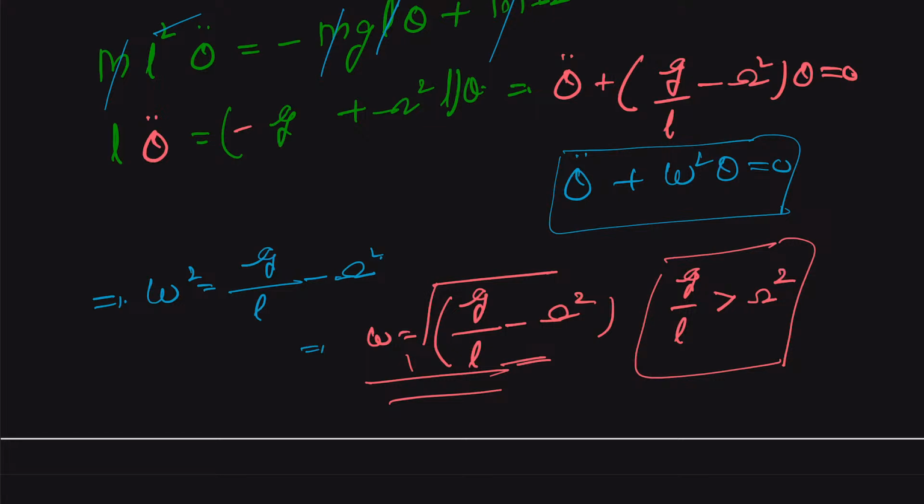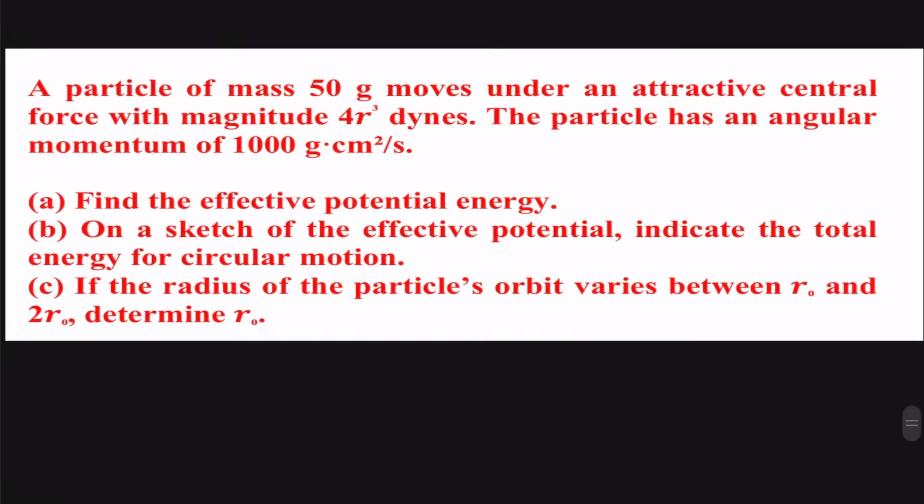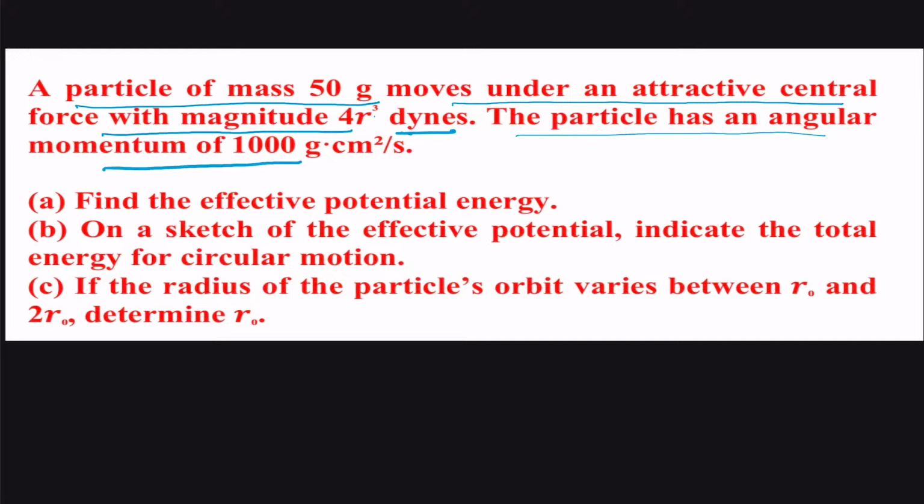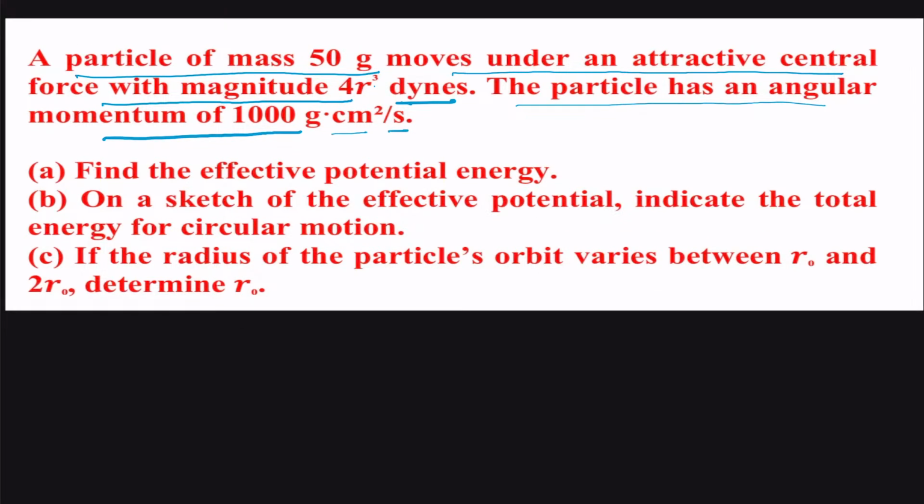And we come to the next question. It states that a particle of mass 50 gram moves under an attractive central force with a magnitude of 4r cube dynes. The particle has an angular momentum of 1000 gram centimeter square per second. So based on this, we have 3 questions.